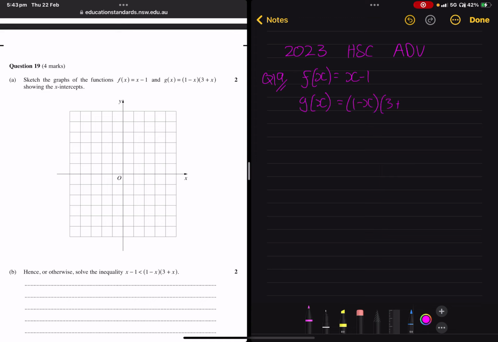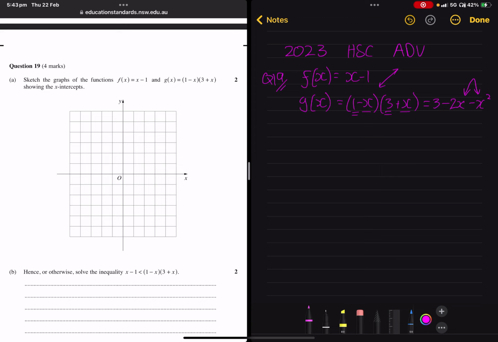times 3 plus x. So we don't need to expand the quadratic, but I'm going to right at the start because we're going to use its expansion later on. So 1 times 3 is 3, 1 times x is plus 1x, minus x times 3 is minus 3x, so we get minus 2x overall, and then minus x squared. So this is a negative quadratic, and this is a positive slope line.